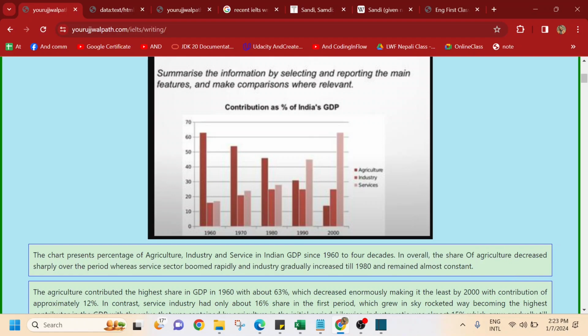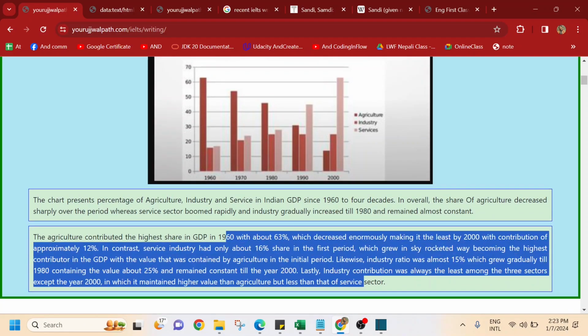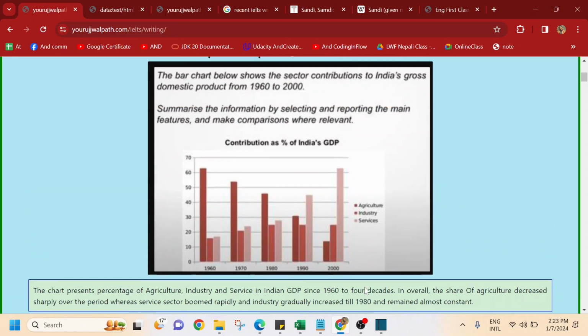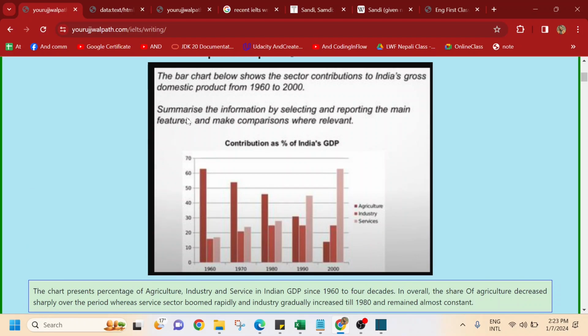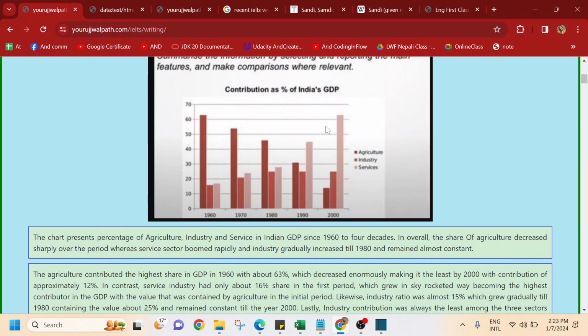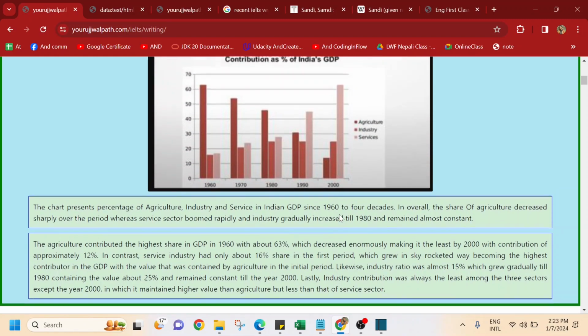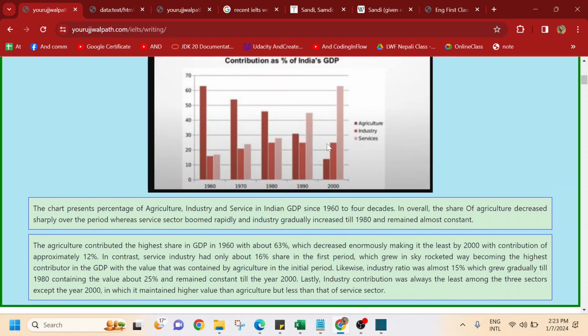And next thing is you describe. In your describing, you have to keep in mind the question that is always said in every writing task: summarize the information by selecting and reporting the main features and make comparisons where relevant. So you need to provide main features and make comparisons wherever relevant. You don't need to go with 1960, 70, 80, 90 or 2000. Just see the general trend, what the main points are, and what the comparisons are.